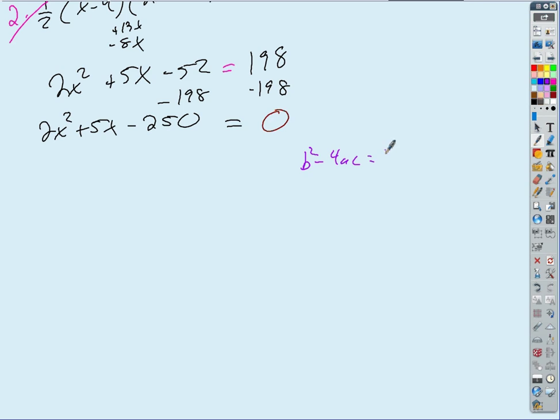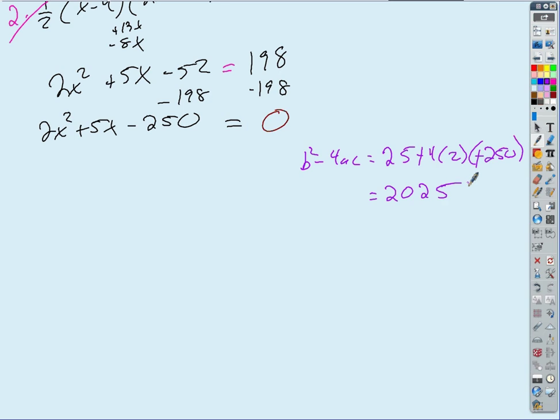Well, no, I'm getting b squared can be 25 minus, now we can do this one in our head, minus 4 times 2 times negative 250. We can do that in our head. That's not going to be a big deal. Minus 4 times 2 times negative 250. Well, positive, negative times negative is positive. What's 4 times 250? 1,000 times 2? 2,000. So I get 2,025.